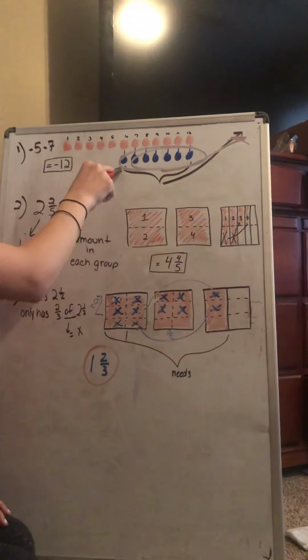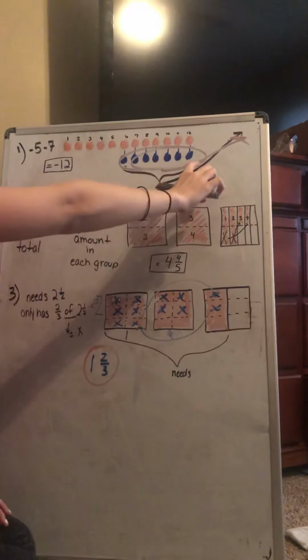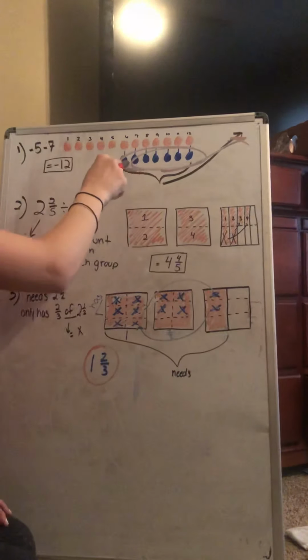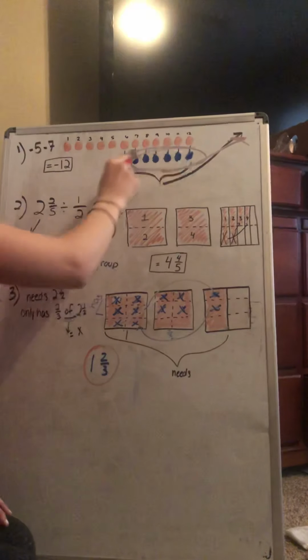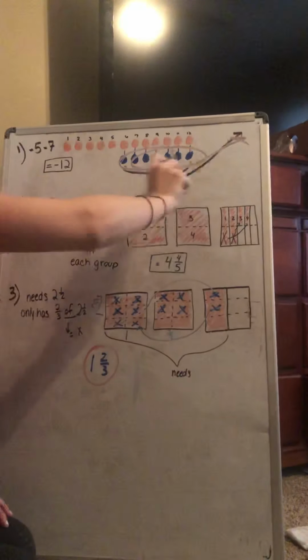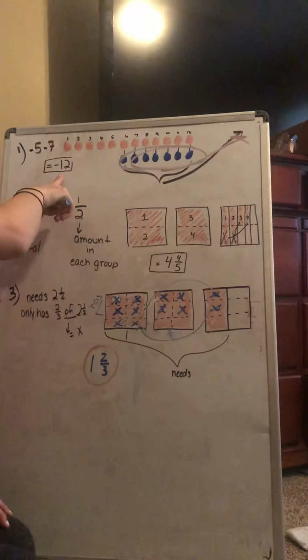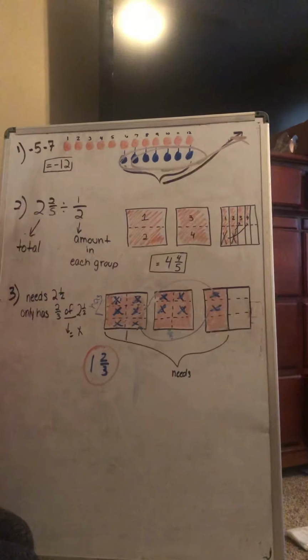So I added 7 of the 0 pairs here, and then since it's the -7, you want to take away the positive chips, so those are gone, and then you are left with 12 red chips, which are negative, so the answer is -12. For number 2, so it's a division problem.